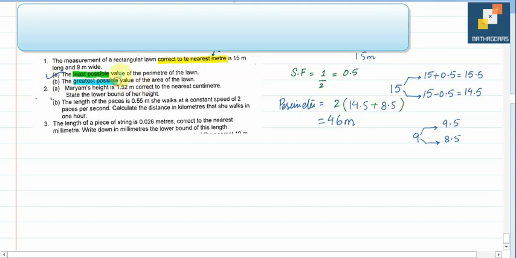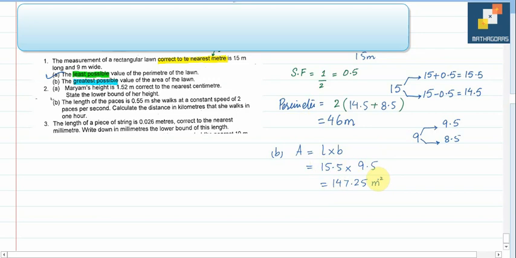For greatest possible, that means it talks about the upper bound. So area of a rectangle is L into B. The length 15 has an upper bound of 15.5 and the length 9 has an upper bound of 9.5. So you need to multiply 15.5 times 9.5, it's 147.25, and that is the upper bound of the area.